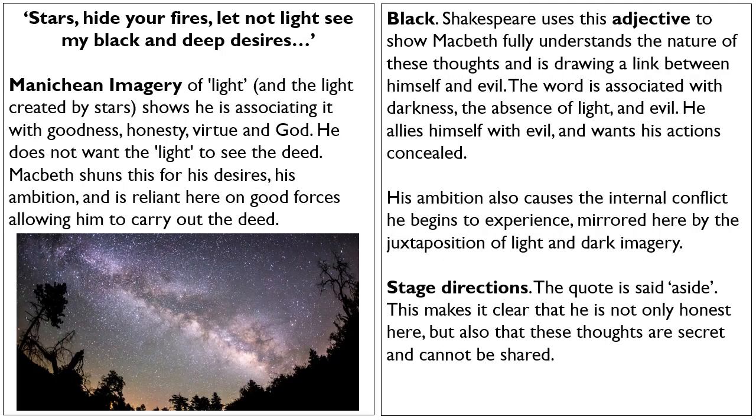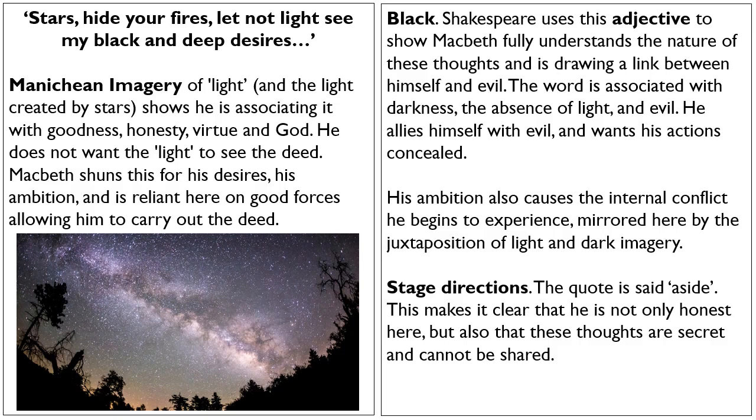So we've got Manichaean imagery in this quote as well. So light and stars shows us that he associates the light with goodness, with honesty, with virtue, with God, and he doesn't want light therefore to see his deed. He shuns the light because he allies himself with the darkness, which we know in Manichaean imagery relates to evil. He is reliant on the good forces ignoring or not seeing what he's doing to allow him to do the evil he needs to do.